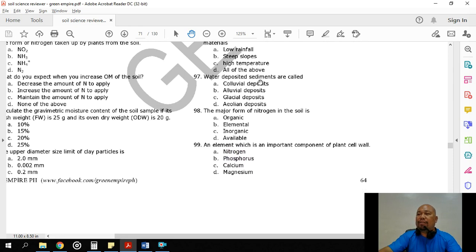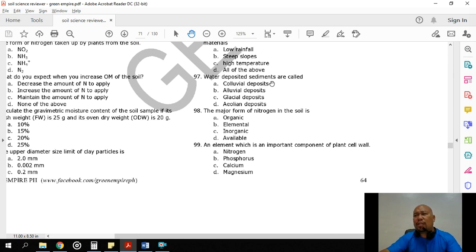Next, number 97. Water deposited sediments are called: colluvial deposits, alluvial deposits, glacial deposits, aeolian deposits. Colluvial or colluvium, this has something to do with rivers? Okay. Colluvial, that's gravity. Alluvial is rivers. Glacial is ice. Aeolian deposits, that's wind. Does that make sense now?